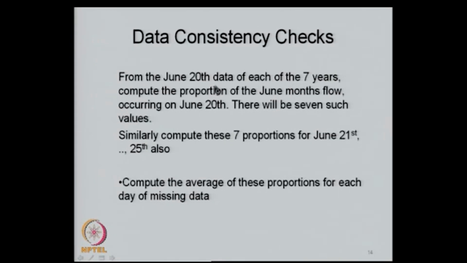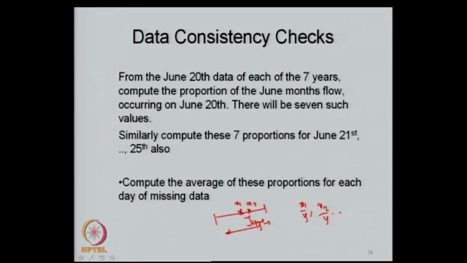So, we computed the proportion. By proportion, what I mean is that you have a total June flow, and in that we have 21st, 22nd, etc., and these values are available for 7 years. So, let us say this total flow was y, and the daily flows were x1, x2 and so on. So, we get x1 by y, x2 by y and so on.